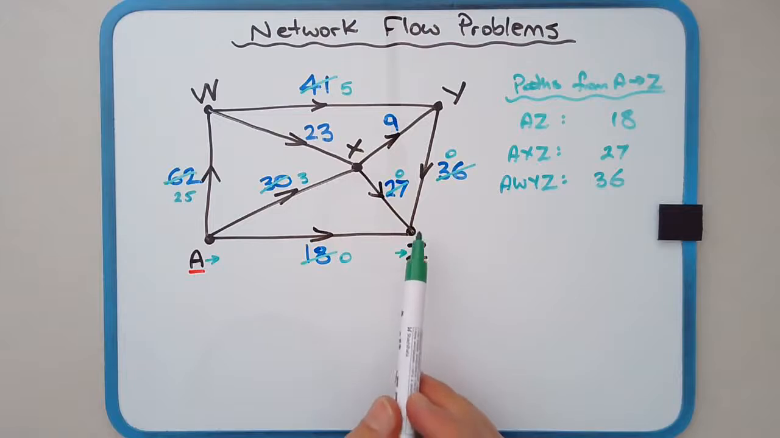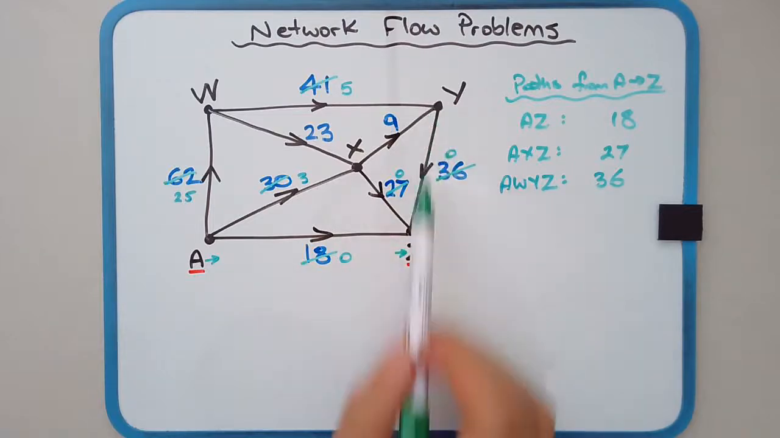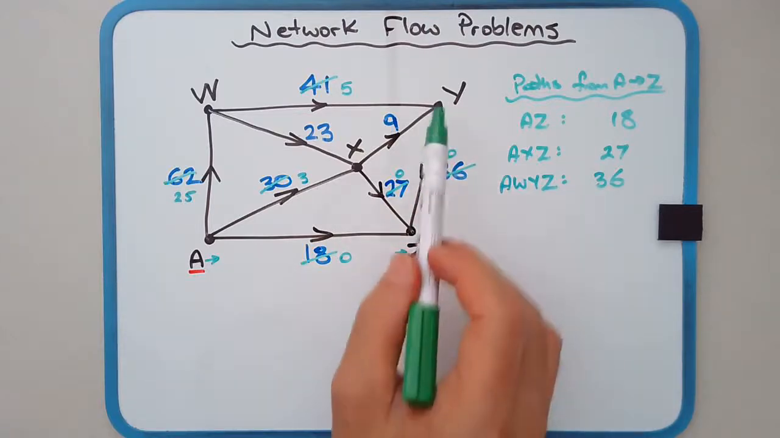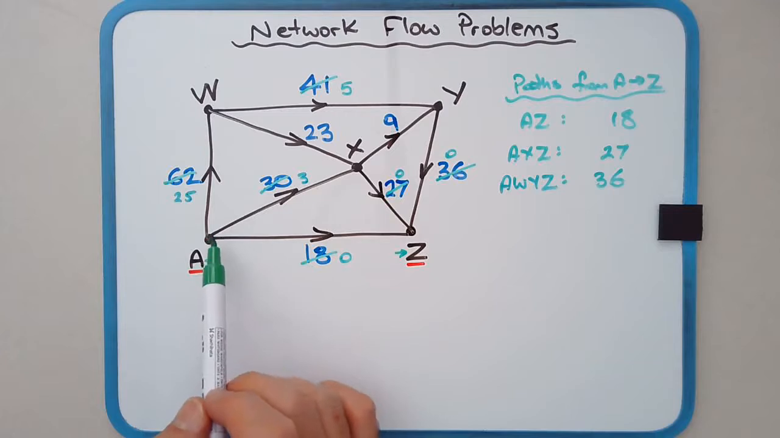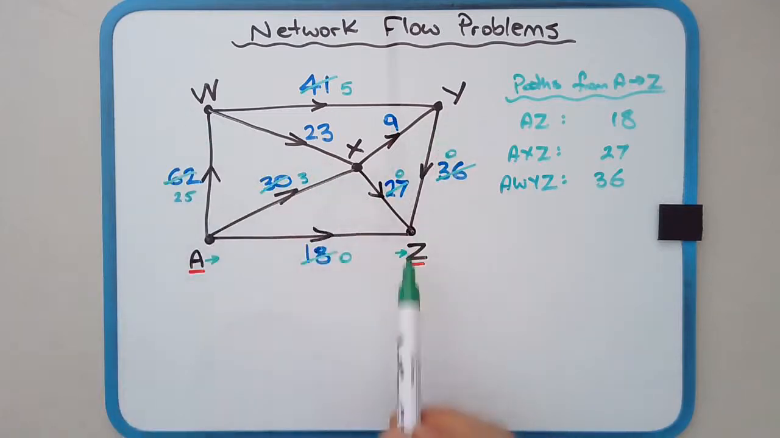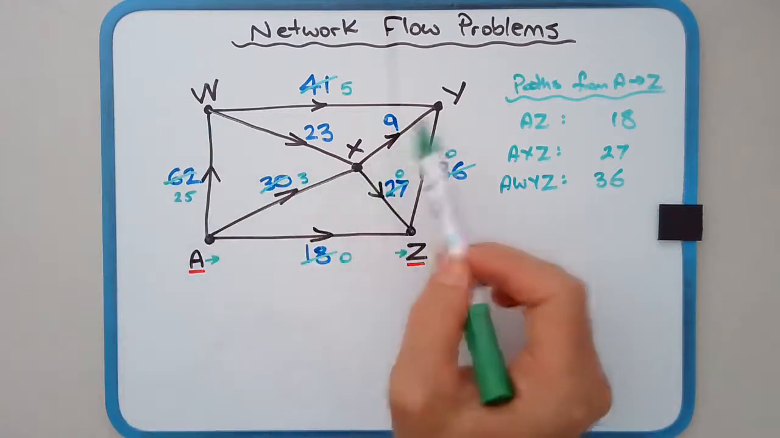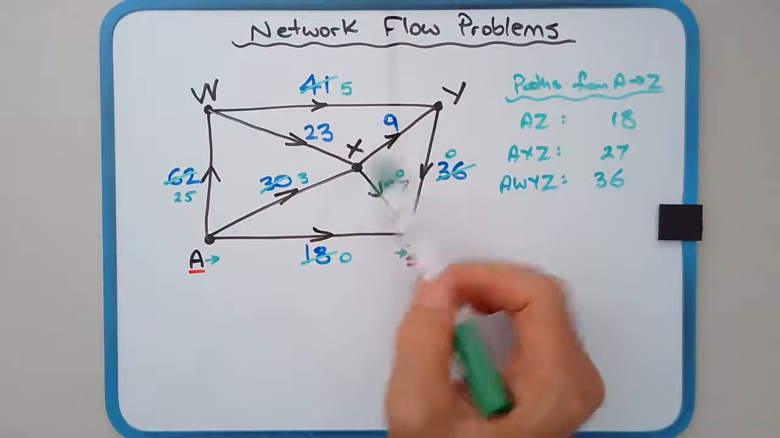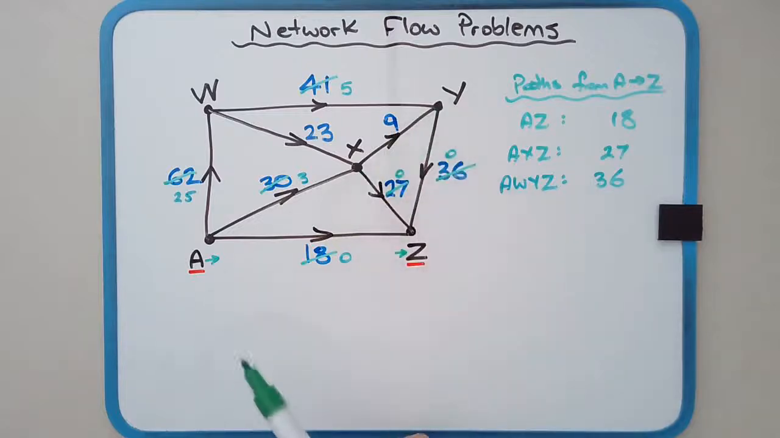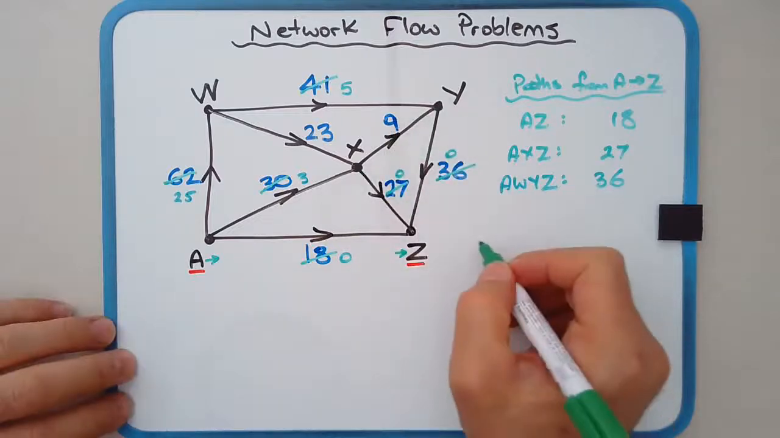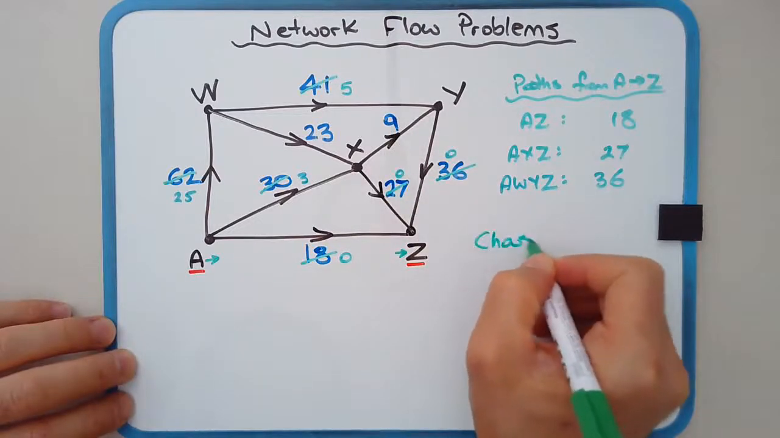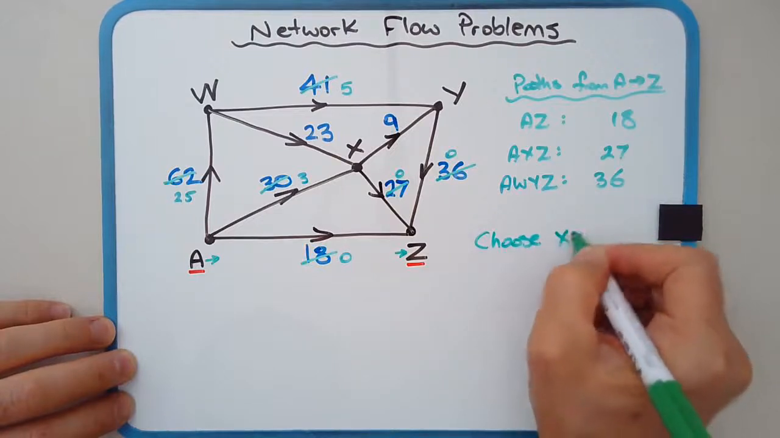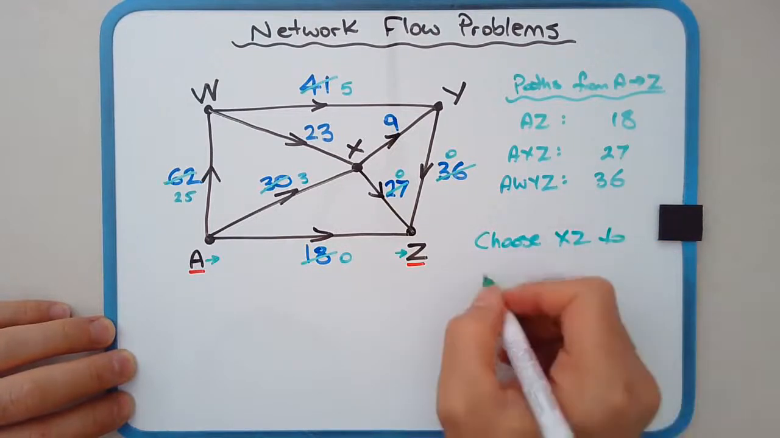If you increase yz, for example, you need to say to yourself, well, if yz is increased, we could have a path awxyz, but the xy is quite small, and that's going to limit it to just an extra 9 units of flow.